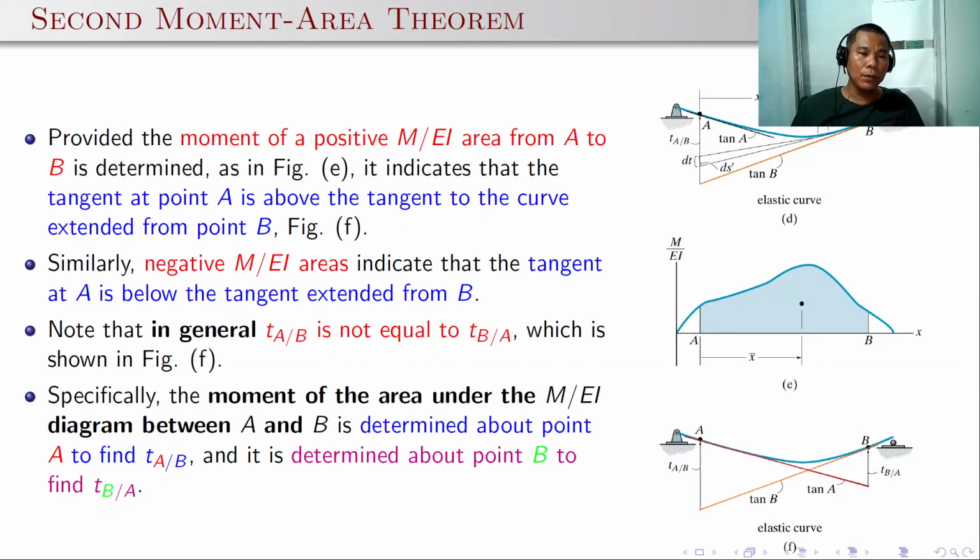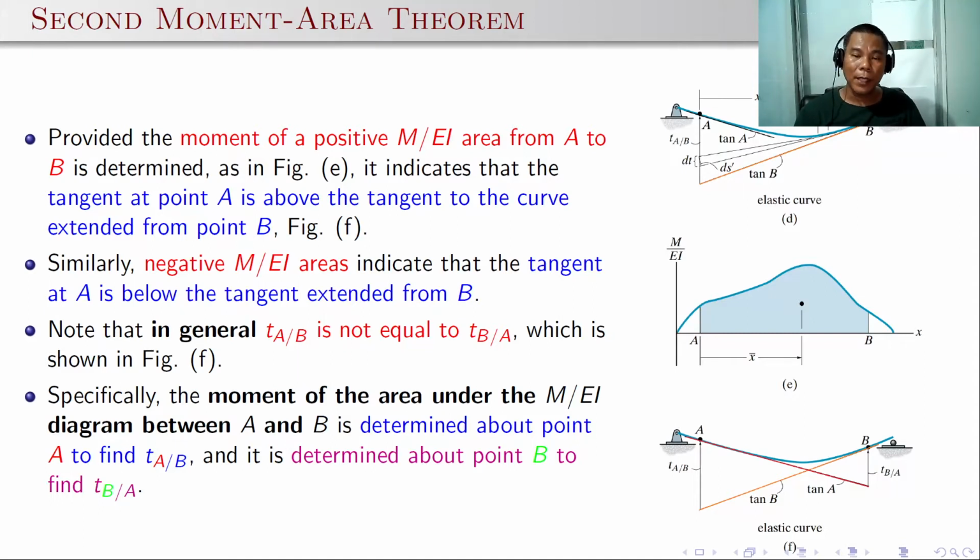If the moment of the M over EI area is positive from point A to point B, then it indicates that the tangent at point A is above the tangent to the curve extended from point B. You can see it here in this diagram. Similarly, negative M over EI areas indicate that the tangent at A is below the tangent extended from B. That is if the moment diagram is negative, so the curvature is concave downward.